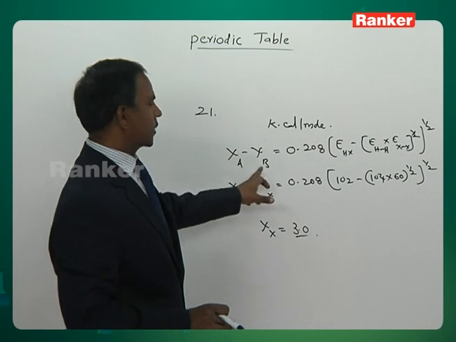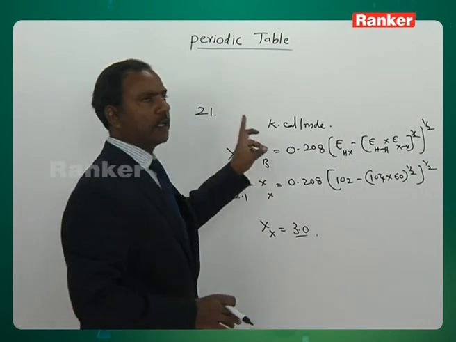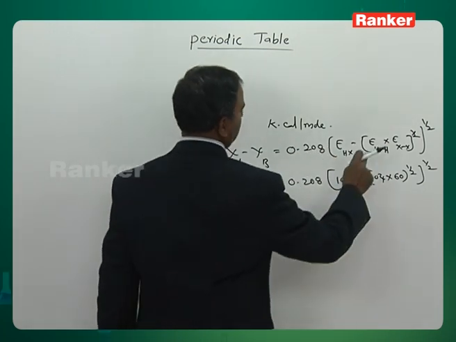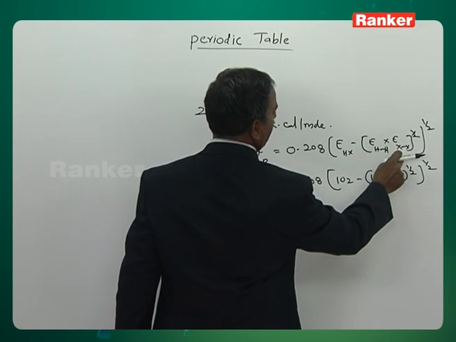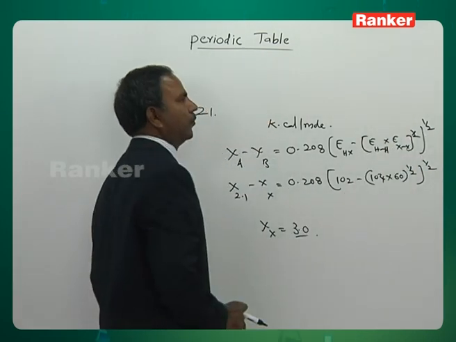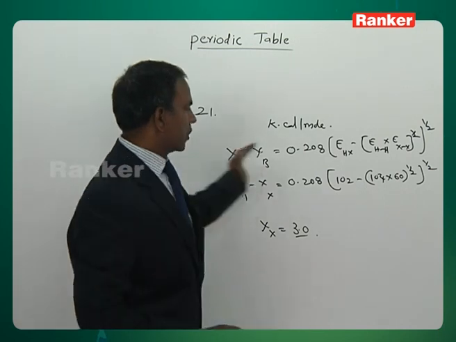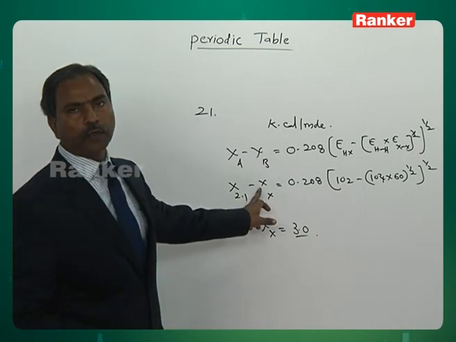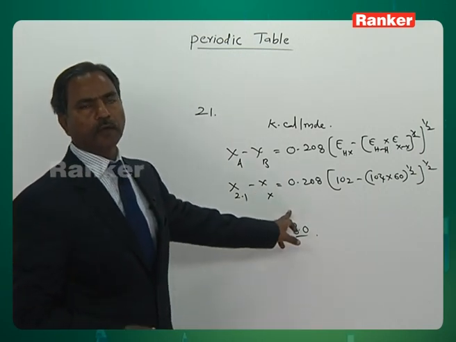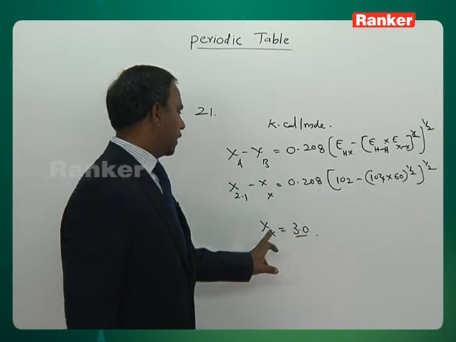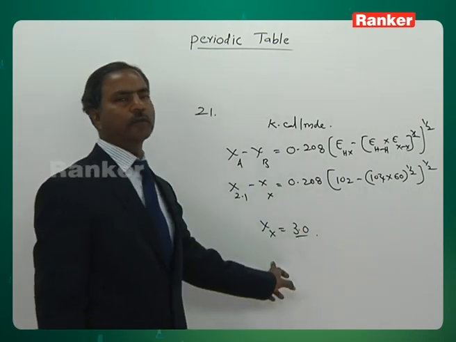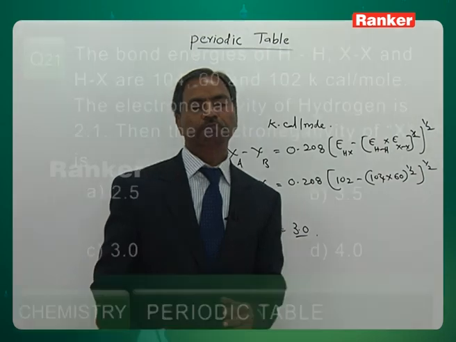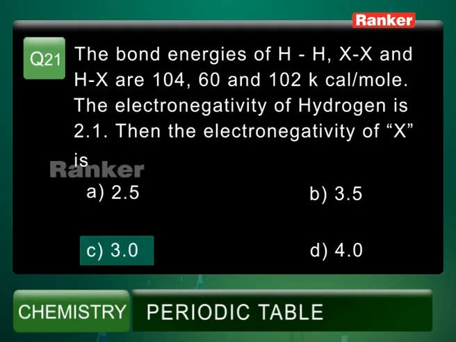Chi A minus chi B, that means electronegativity of A minus electronegativity of B, is equal to 0.208 times the bond energy of HX minus the square root of the bond energy of hydrogen times the bond energy of halogen, the whole to the power half. Now substitute all these values and calculate, then you will definitely get the electronegativity of X. Most probably it may be chlorine, and you get the electronegativity of X as 3. You calculate and check according to this equation. Therefore, question number 21, answer is C.